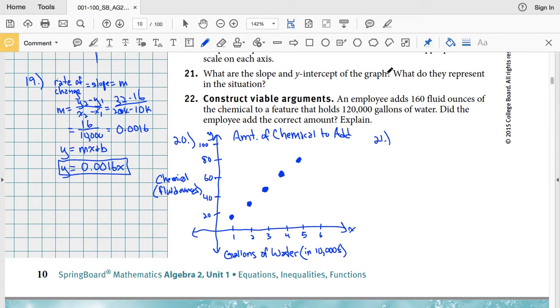I'm running out of room on this page here. What are the slope and y-intercept of the graph, and what do they represent? Well, slope, we already did this, right? Slope is equal to, what was it? 0.0016, and that is the rate of change in chemical, right? That's what's actually changing here, how much chemical we need to add.